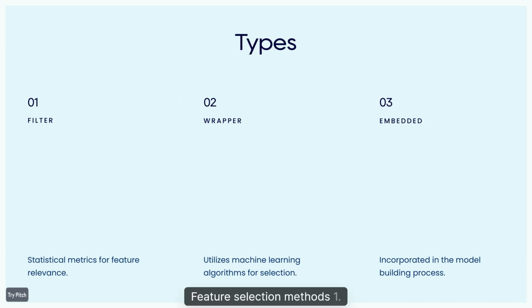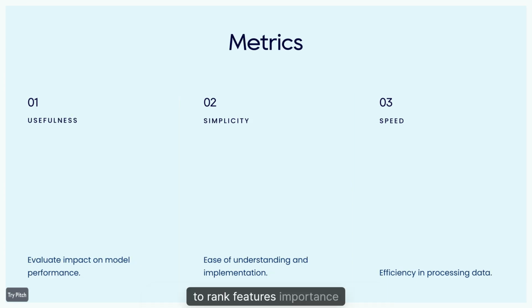Feature selection methods. One, filter methods use statistical techniques to rank features' importance. Two, wrapper methods try different feature combinations to find the best. And three, embedded methods, where feature selection is built into the model.